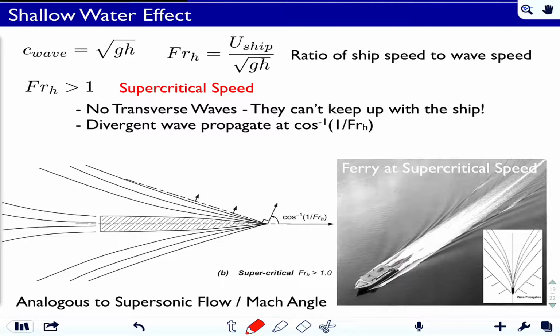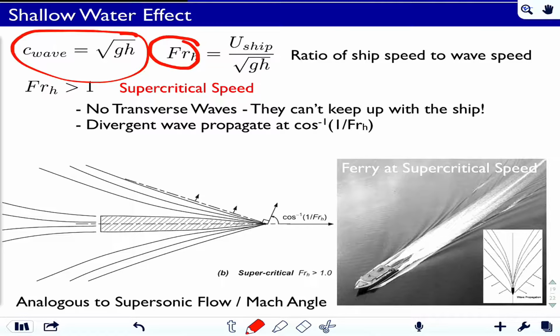It has no transverse waves. Why does it have no transverse waves? Well, actually, let me take a step back. It can have no transverse waves. How? Because the wave speed is this, root gH. It's established by the depth. And you can come up with a Froude number. There are different types of Froude number.